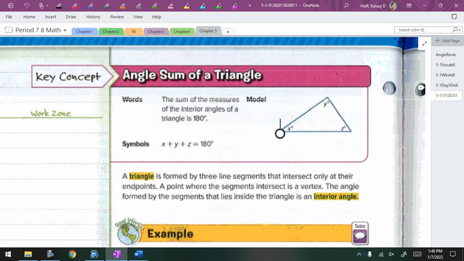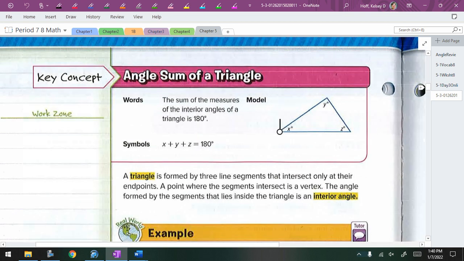The sum of the measures of the interior angles of a triangle is 180 degrees every single time, no matter what. Okay, and they add together to give you 180 degrees.